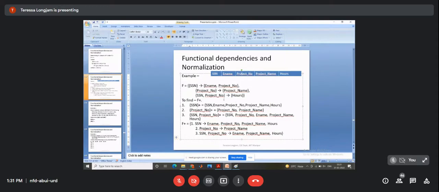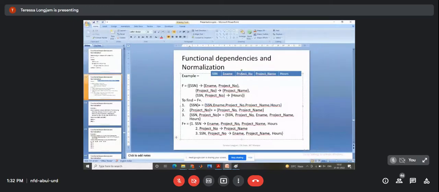Now we have to repeat it again and again until it remains unchanged, isn't it? So we will repeat the same process from the very beginning of the functional dependencies. We'll check it again. Already they are included, so it remains unchanged. When it remains unchanged, we'll stop there. The value of SSN plus is this one, so this is the resultant closure of SSN.